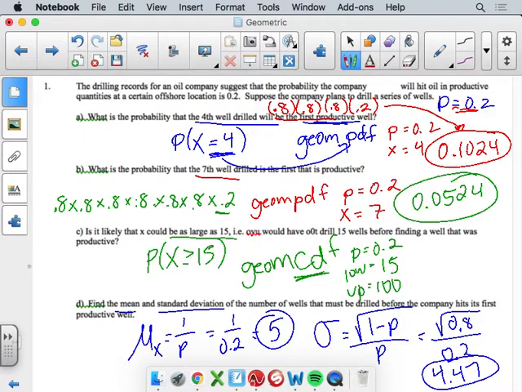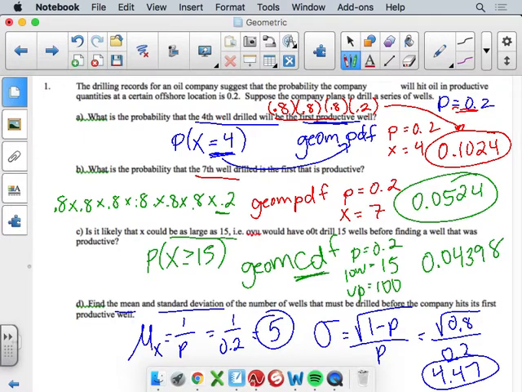0.2, 15, 100. Let's see, and that equals 0.04398. So like a 4% chance. So all the numbers 15 and greater, 15 to 100, combined together give a probability of 4%. So is it likely? I would say it's not very likely. That's a super small chance.